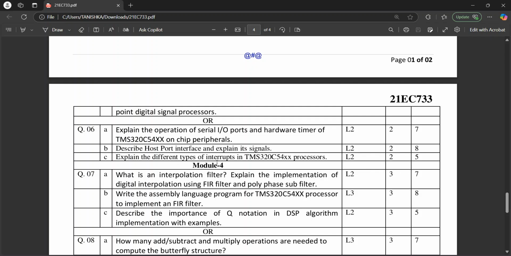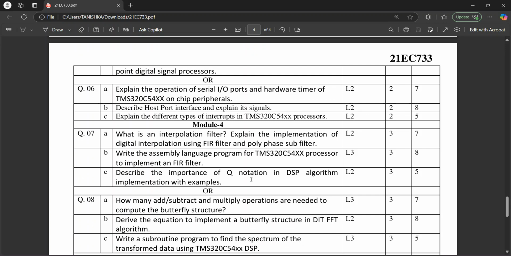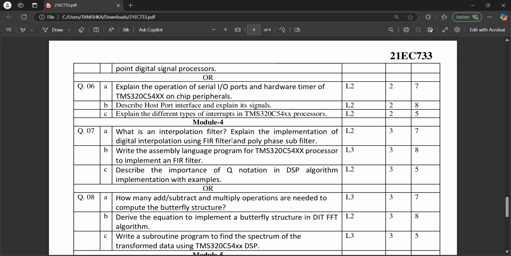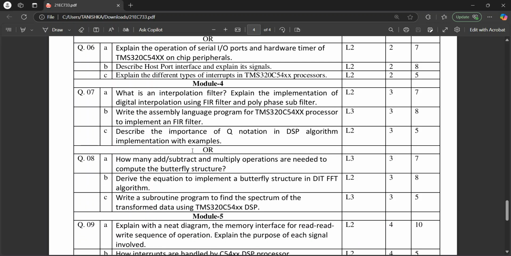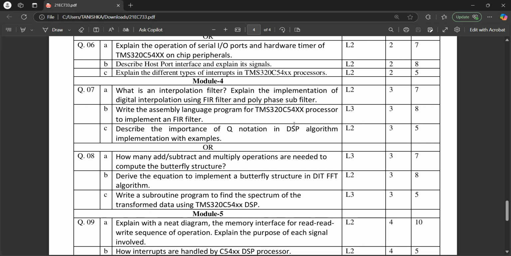Then explain different types of interrupts in TMS processors, and what is an interpolation filter, and explain the implementation of a digital interpolation using FIR filter and polyphase subfilter. Write the assembly language program for this processor to implement an FIR filter. Describe the importance of Q notation in DSP algorithm implementation with examples.